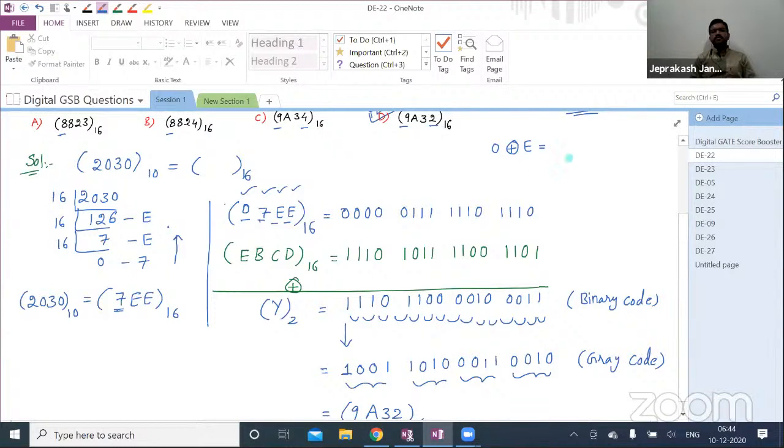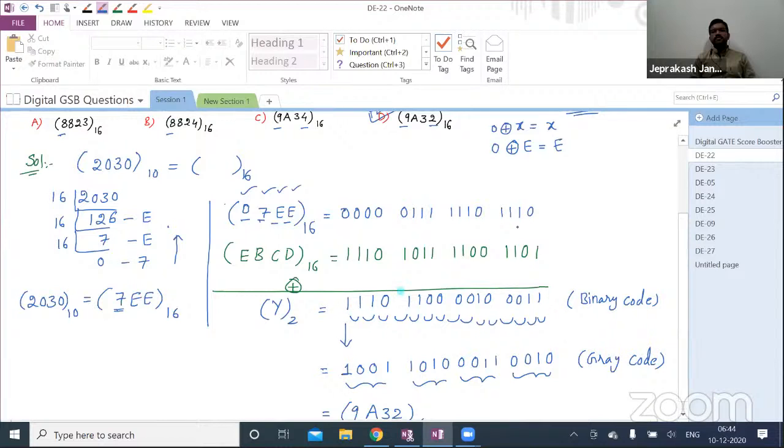0 XOR E is similar to 0 XOR X. 0 XOR X is X, right? So similarly, 0 XOR E is E. You will get E, right? So that means here you will get E, that is nothing but 1110.